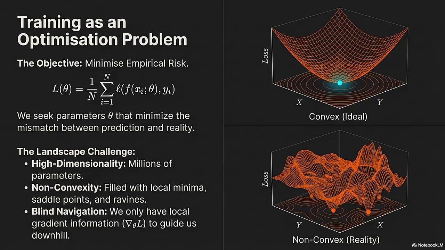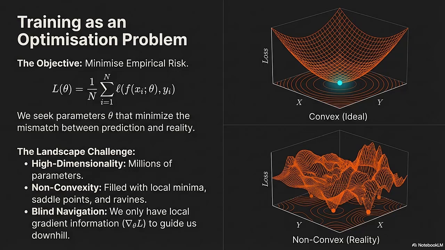So let's define our objective mathematically. We want to minimize what's called empirical risk. Let's unpack the equation on the slide. L of theta is the total loss for a given set of parameters, which we call theta. To get this, we sum up, that's the sigma symbol, the individual losses for all n samples in our dataset. For each sample i, the small l calculates the mismatch between our model's prediction, which is f of x_i, theta, and the true label y_i. We then just average this total sum. Our entire goal is to find the one specific theta that makes this final L value as small as humanly possible.